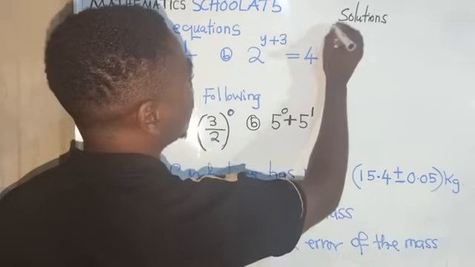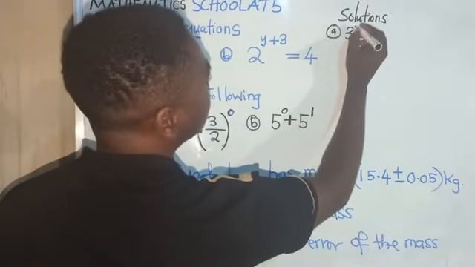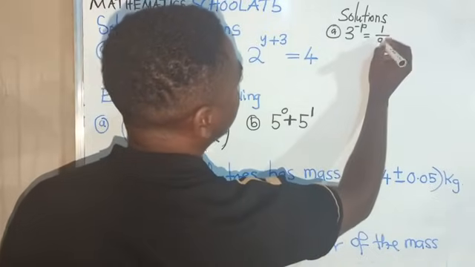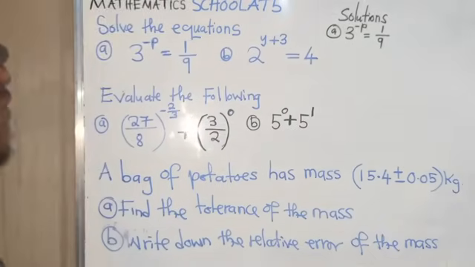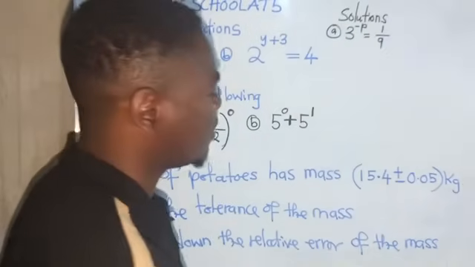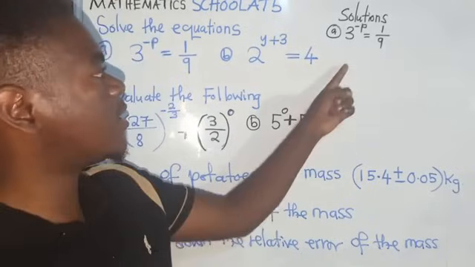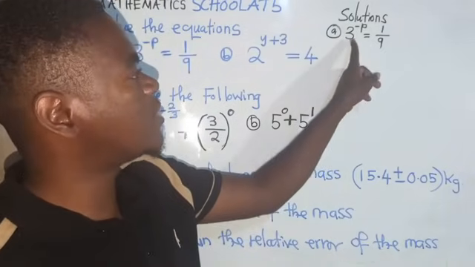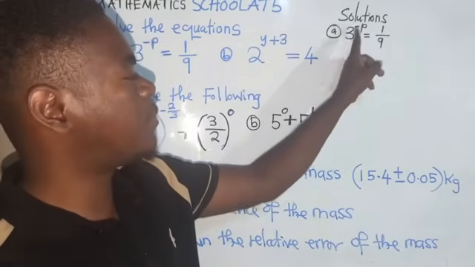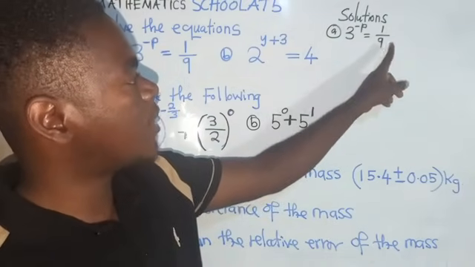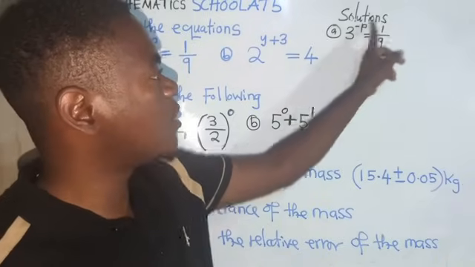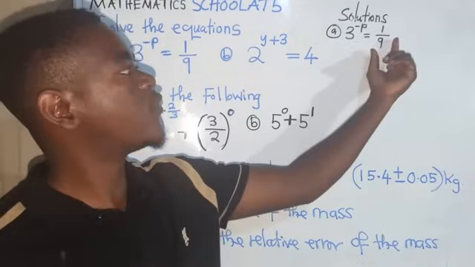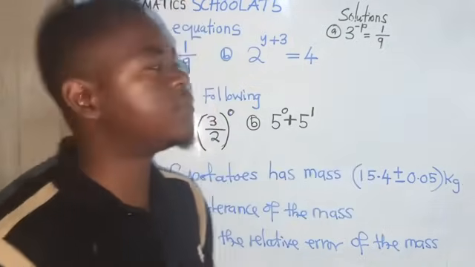The first question, we are given 3 to the power negative p, which is equal to 1 over 9. That is what you are given. How can you answer that question? You need to ask yourself, this one has power negative p and base of 3. This one is 9. So you try to change this one that is in a fraction form to a whole number. So you change from a positive index to a negative index.